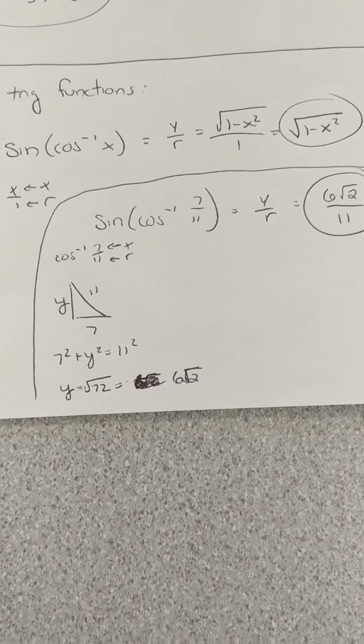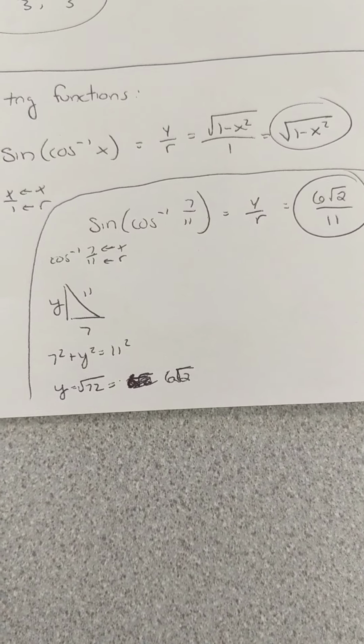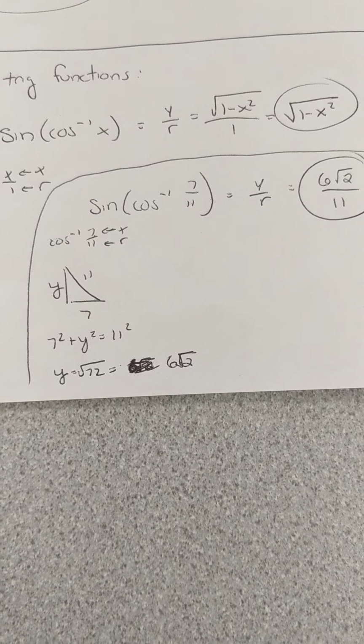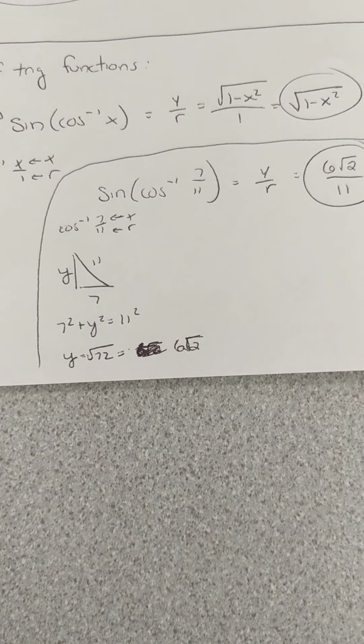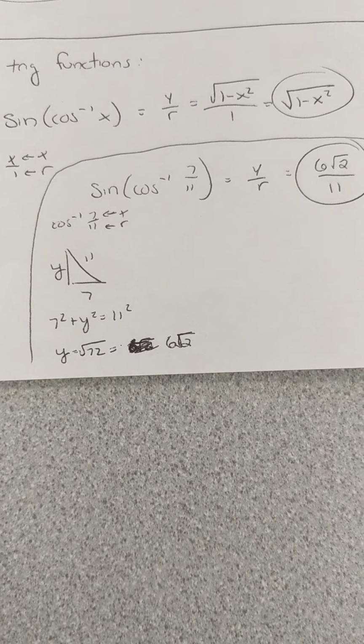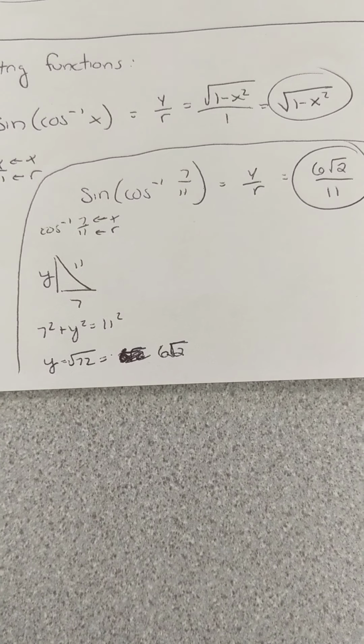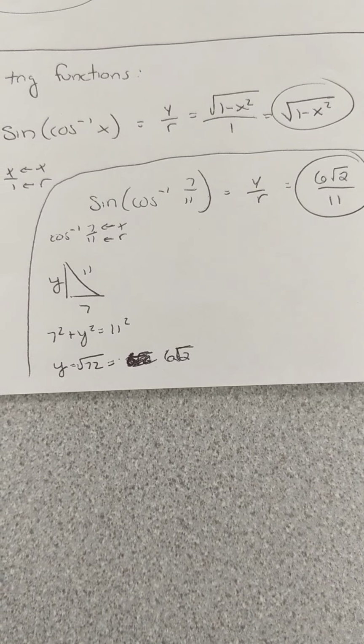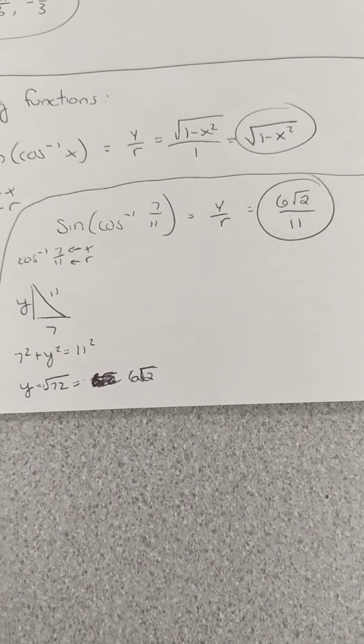Now if I do a value that's a little more concrete, like 7/11, x is 7, r is 11, set up a right triangle, I get that y is 6 square root 2. So 6 square root 2 over my known r value of 11 gives me 6 root 2 over 11.